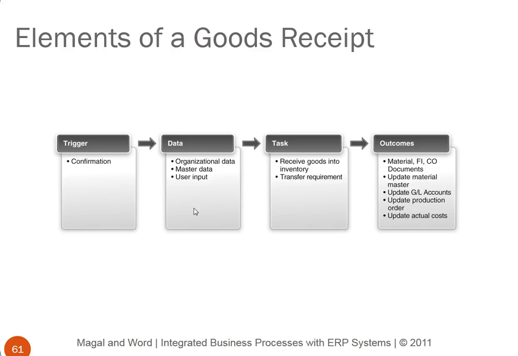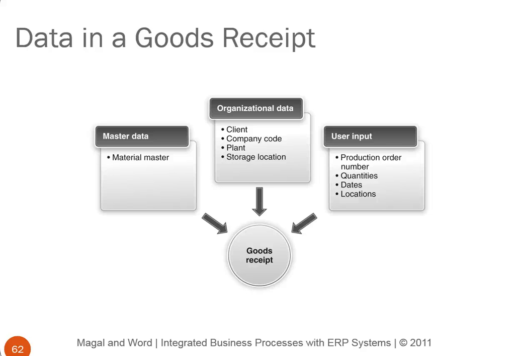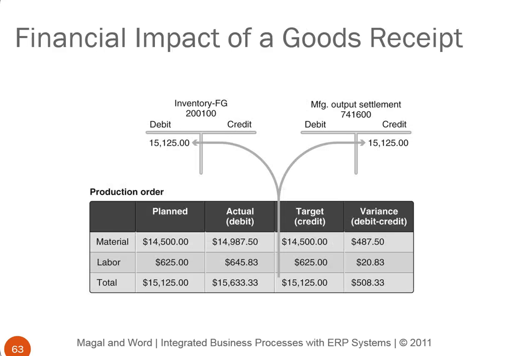And you can see the elements or the components of the goods receipt. So it's a good idea to compare the elements of goods receipt with the goods issue. So this goods receipt consists of master data, org level data, and user input. Notice how it doesn't have the production order. The goods issue had the production order. So again, compare the goods issue with the goods receipt. Financial impact, of course, somebody has to account for the costs. See here, talking about the settlement, somebody has to settle these costs.